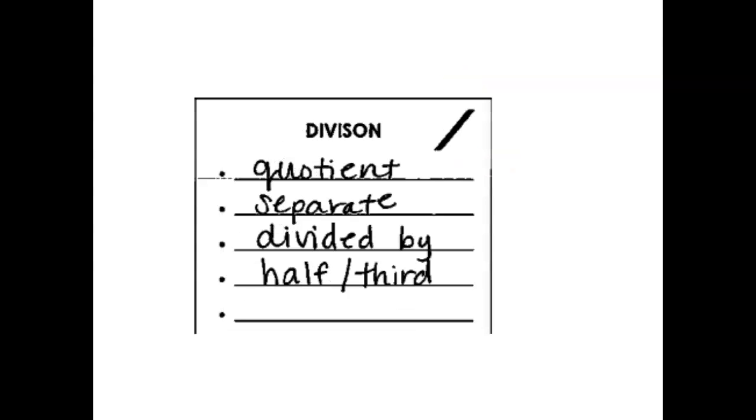All right, an expression that's telling you to divide will use these words, okay? It will use quotient, separate, divided by, and half or thirds or fourths, etc. Okay? That means I am dividing. That is a signal or indicator of division.